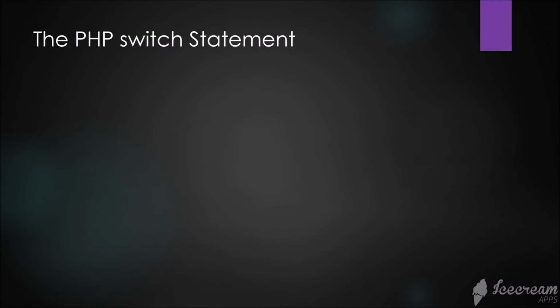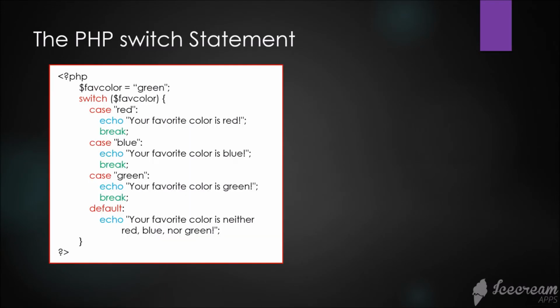Okay, now let's try to have our example. So we have here yung sample code natin. We try to declare here yung fab color having a value of green. Then we have here yung switch statement natin. So meron tayong tatlong case. Then we have red, blue, and green, and also yung default statement. Okay? So now let's try to simulate our code.